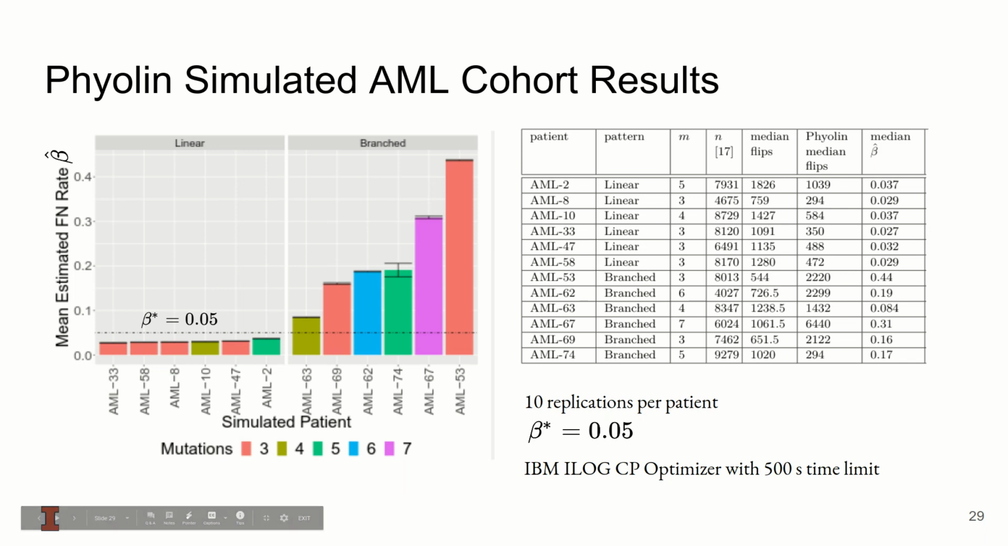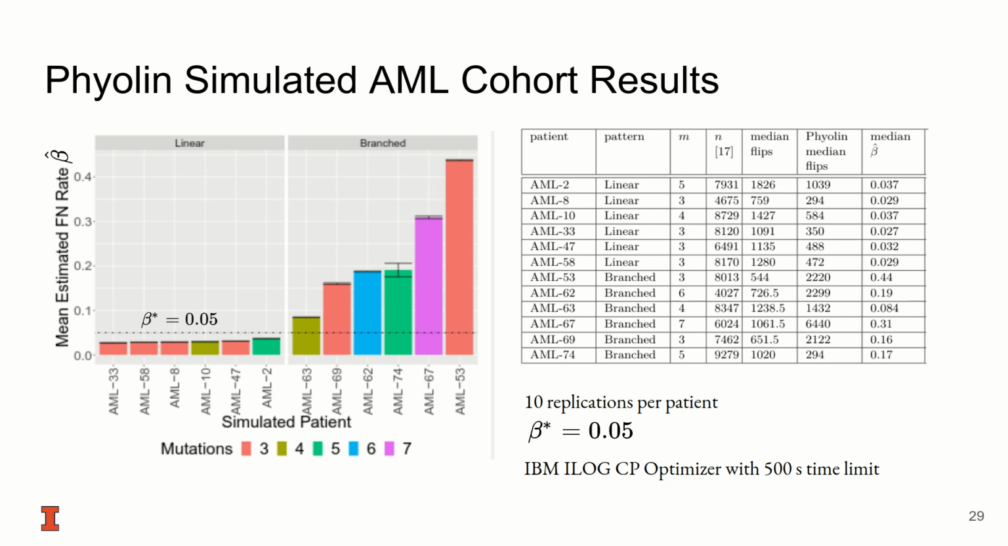Here are the results on the simulated data set. This graph shows each simulated patient in the study on the x-axis, broken into two groups depending on whether they have a ground truth linear mode of evolution or branched evolution. The y-axis is the mean estimated implied false negative rate, averaged over the 10 replications, with the error bars shown. As you can see, for every patient where the simulated mode of evolution was linear, the mean estimated false negative rate was less than the simulated system false negative rate beta star of 0.05.